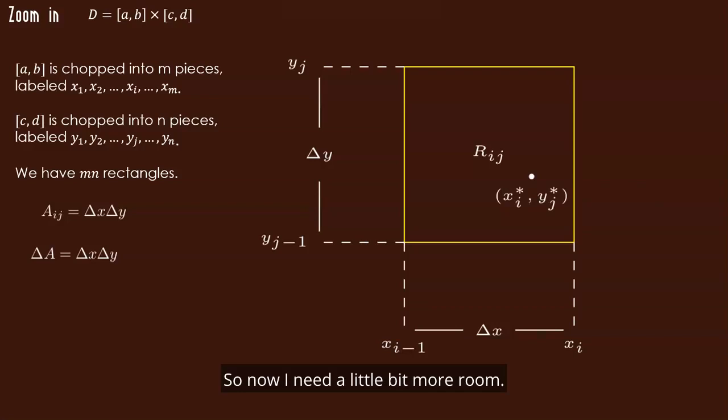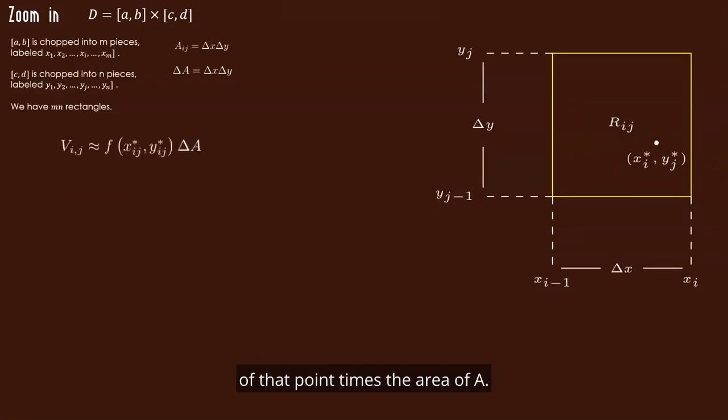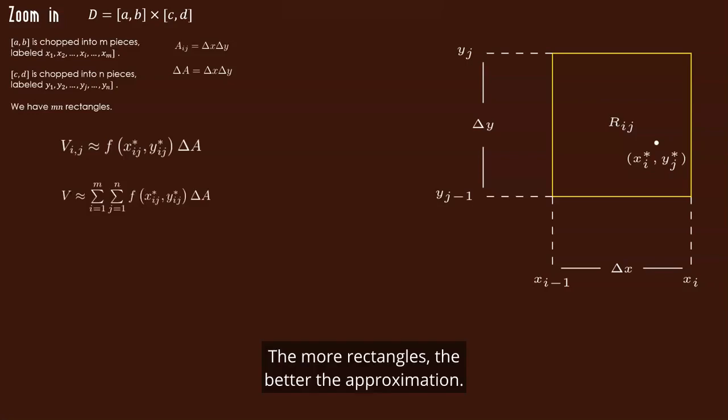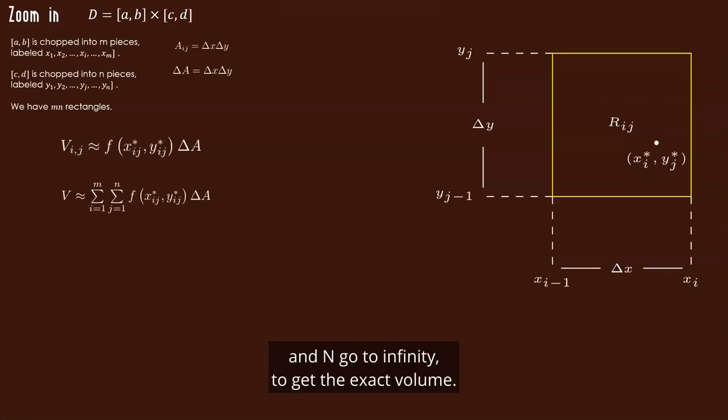So now I need a little bit more room. Go to the next slide, squish everything up. The approximate volume in this region will be f of that point times the area of A. If I want to find the approximate volume under the entire surface, I add them all up. The more rectangles, the better the approximation. So I'll be taking the limit as both m and n go to infinity to get the exact volume.